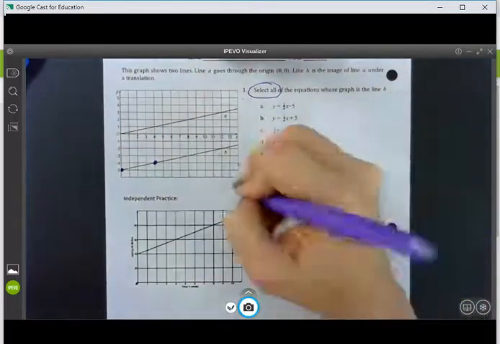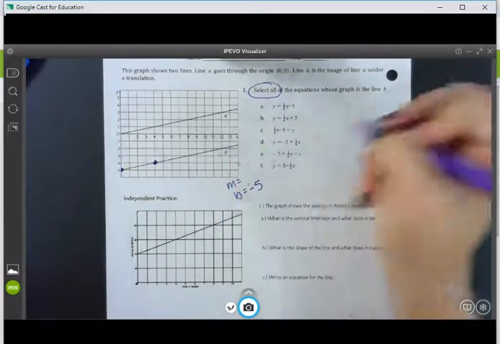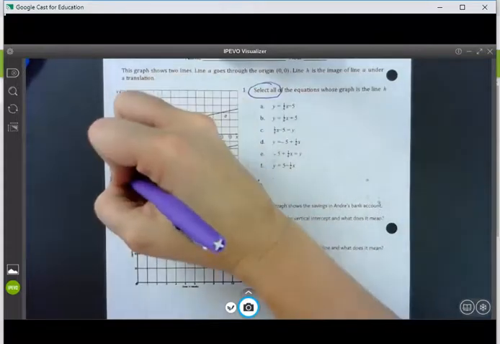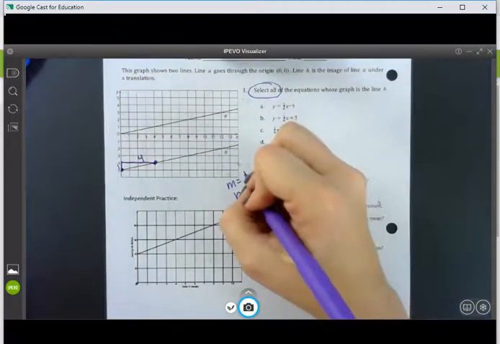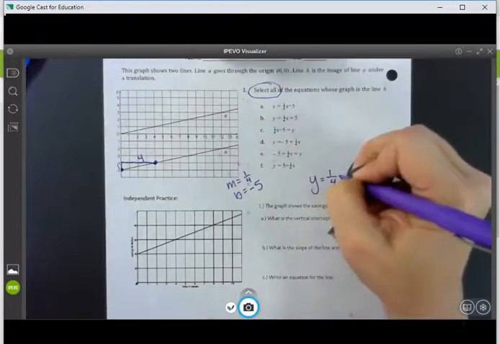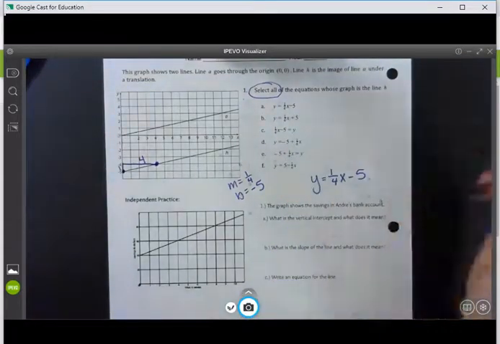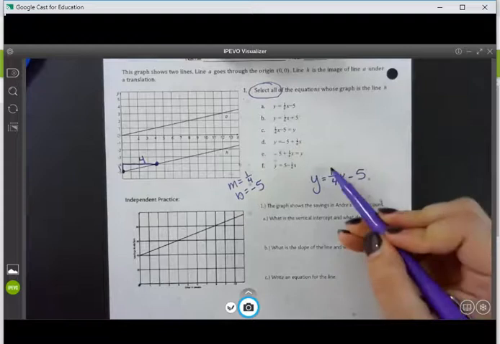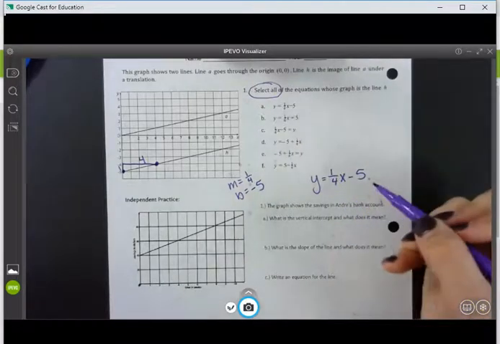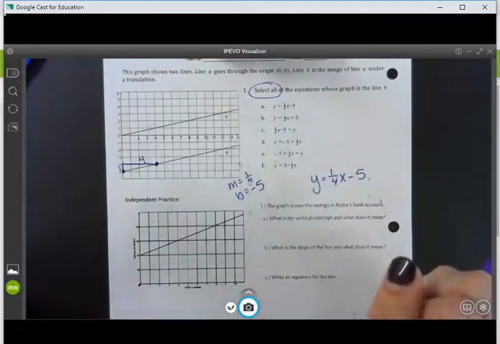So we need the vertical intercept, which is -5, and we need the slope, which is up 1 and over 4. So we get the equation y equals 1/4 x minus 5. What we're looking for in these answers is anything that has the same slope, so it has to be a positive 1/4 times x, a negative b value, and then it has to be equal to y. It's okay if it reorders it.